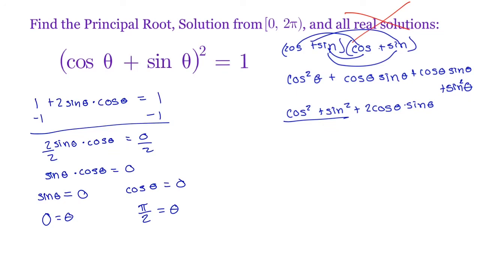And then to be able to find our solutions, we just need to say within the unit circle where else does sine and cosine equal 0. So we know the other place where sine is equal to 0 is at pi, and the other place where cosine is equal to 0 is at 3 pi halves. And so there's our answer for our principal roots and then the solution from 0 to 2 pi.